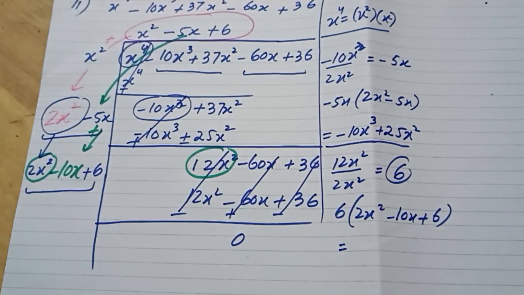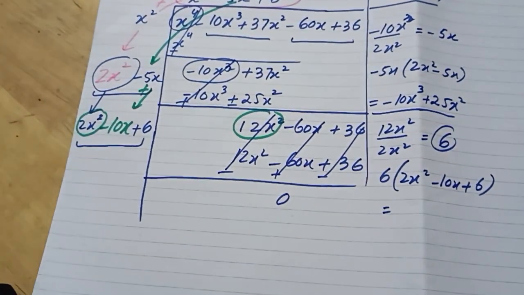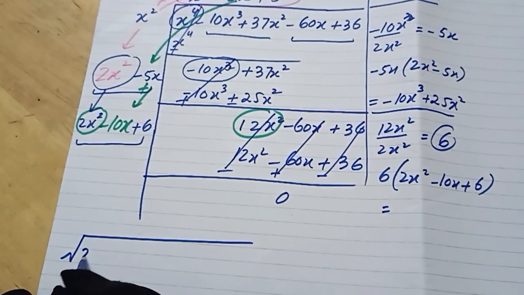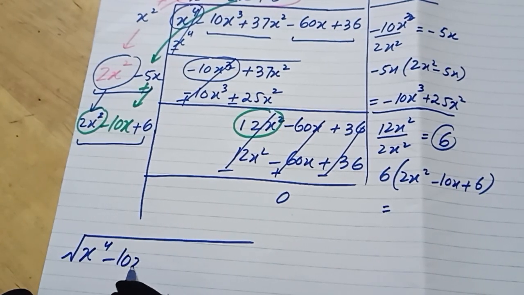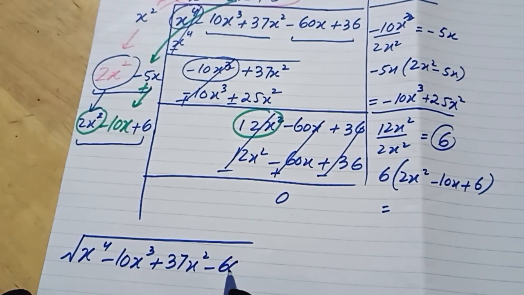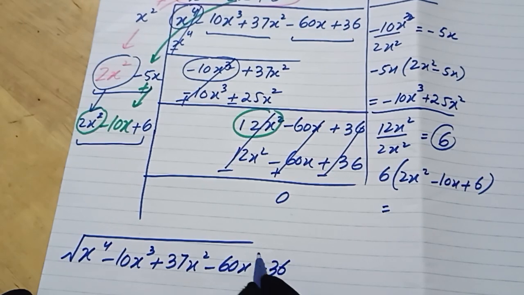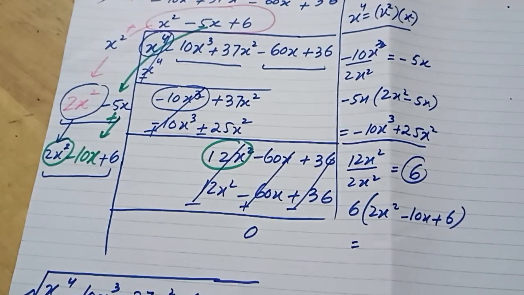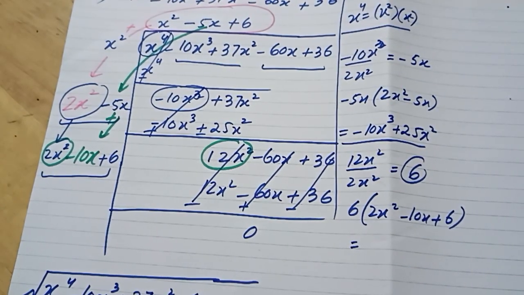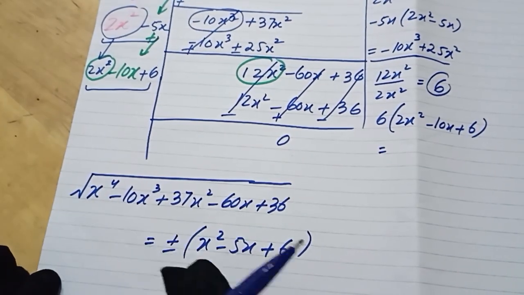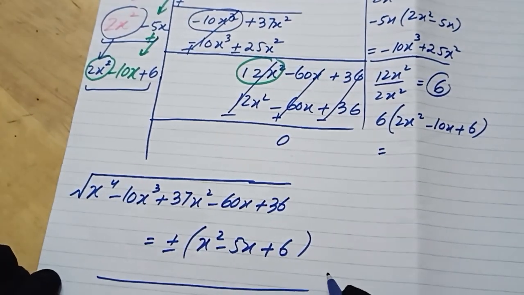In the last you can write down the answer, that the square root of the given expression. What was your given expression? x4 minus 10x cube plus 37x square minus 60x plus 36 is equal to plus minus of the expression which you found, x square minus 5x plus 6. So this is the square root. Your final answer is this much.